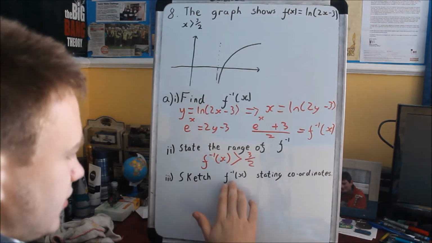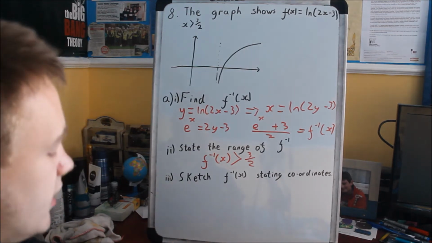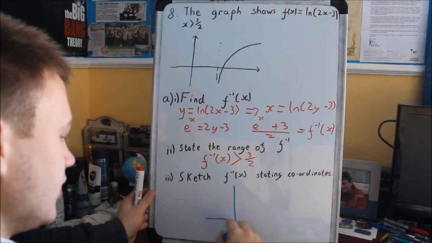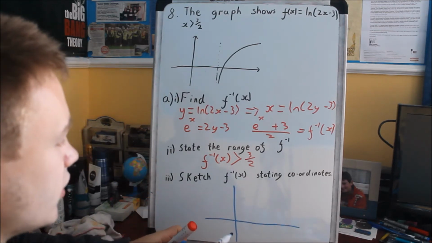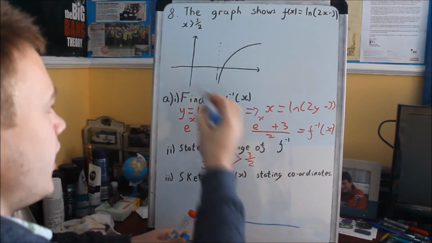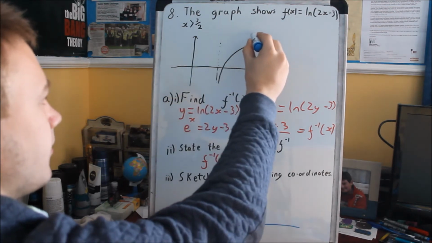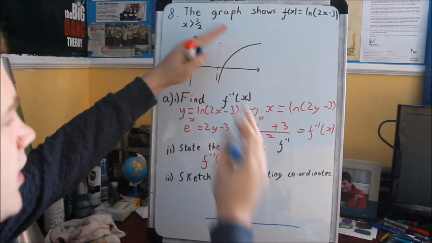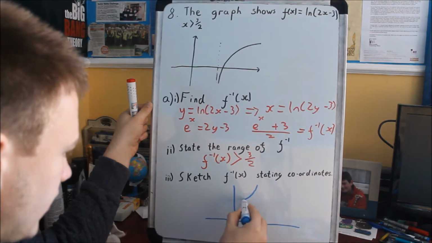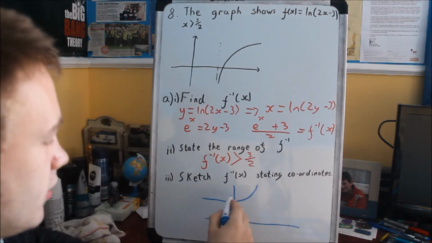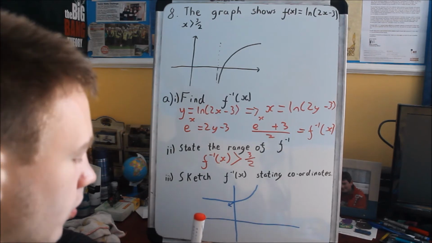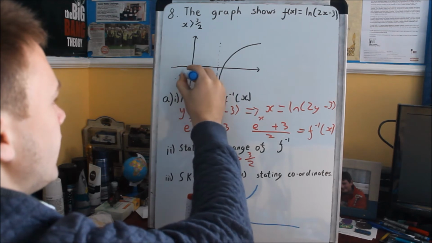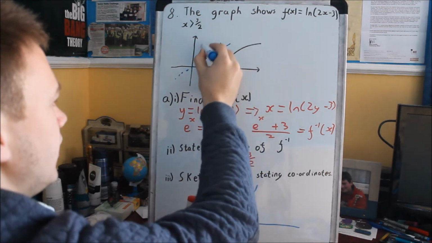Part 3, sketch f to the minus 1 of x, stating coordinates where it crosses the x-axis, if it does, or if it crosses the y-axis. We don't know yet, it doesn't explicitly say that. So f to the minus 1 is an inverse function. It means it's reflected in the line y equals x, which is going across diagonally like that. So imagine putting a mirror diagonally against that. It's just going to flip it in the y equals x plane, and it's going to look like that. And we can see it crosses here, so we know there's going to be that point there. Well, what is that point there? Well, we're reflecting in the line y equals x, so if that is the line y equals x, our new graph is up here like I've just drawn.